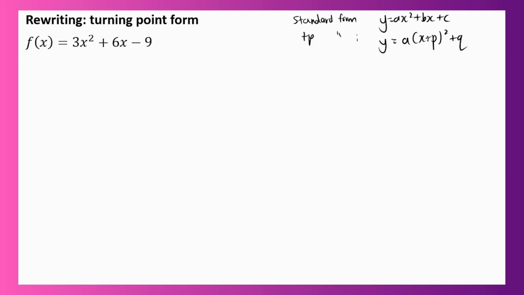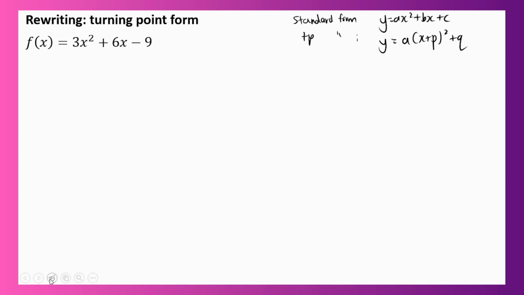Sometimes they also say minus p here. Which one you see as standard form really doesn't matter, or as turning point form with the plus p or the minus p doesn't really matter. The thing that you have to remember is if you have the turning point's x value being 5, then it will be x minus 5. Or if you have minus 6 as your turning point's x value, then it will be a plus 6 inside the bracket. That's all it's really about.